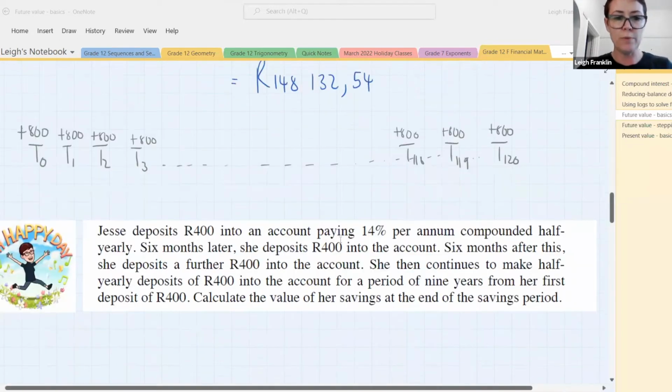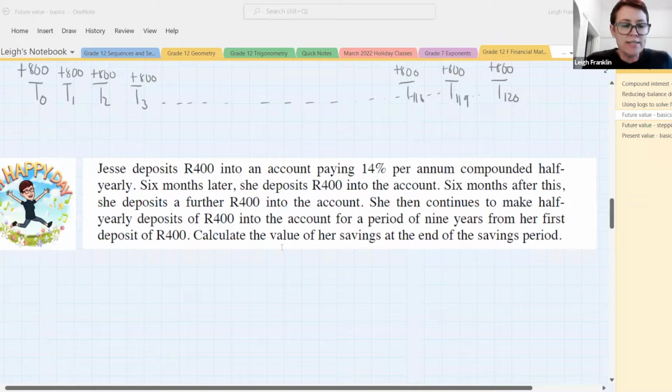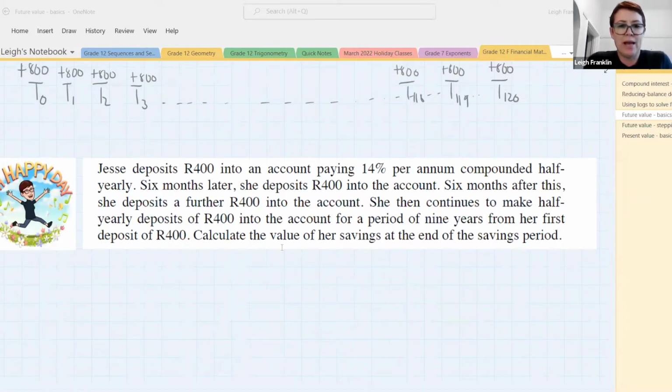All right, so now read this one. This one you've got to be really careful with as well. So Jessie deposits 400 Rand into an account paying 14% per annum, compounded half yearly in this case. 6 months later, she deposits 400 Rand into the account. 6 months after this, she deposits a further 400 Rand into the account. She then continues to make half-yearly deposits of 400 Rand into the account for a period of 9 years from her first deposit, 400 Rand. Calculate the value of her savings at the end of the savings period.